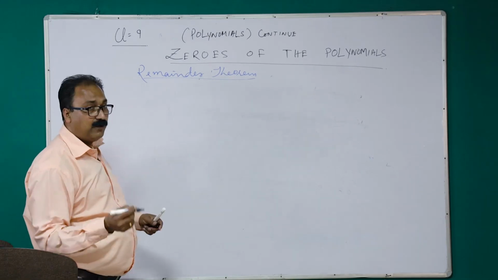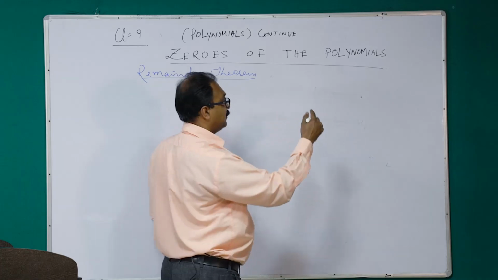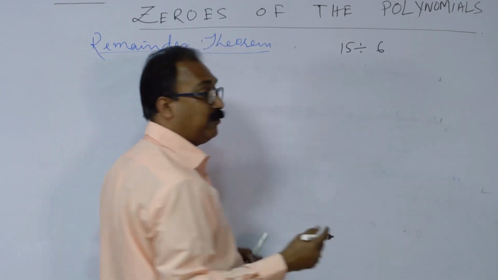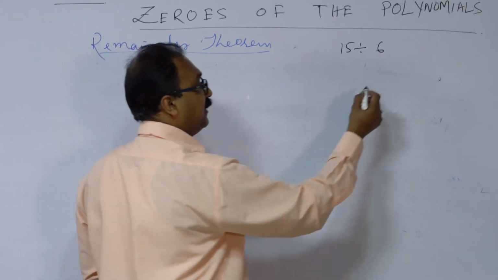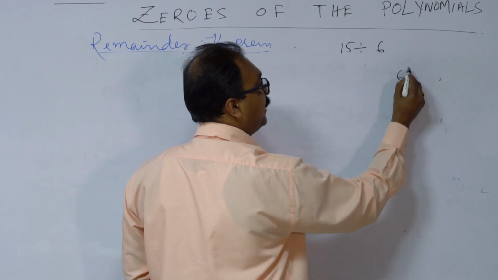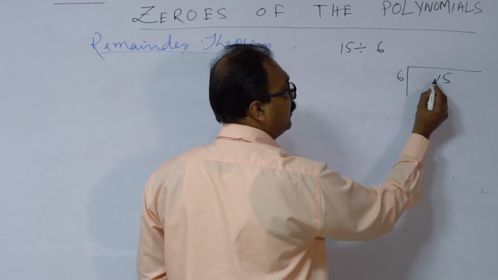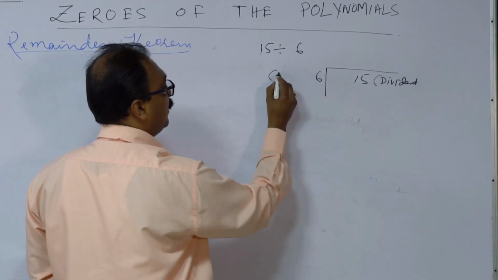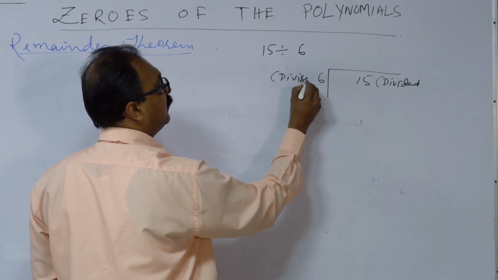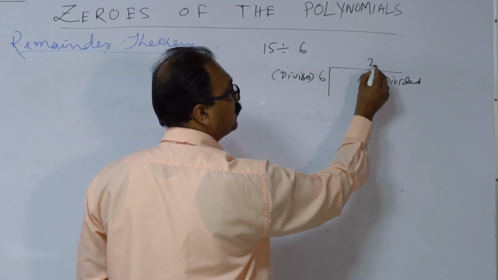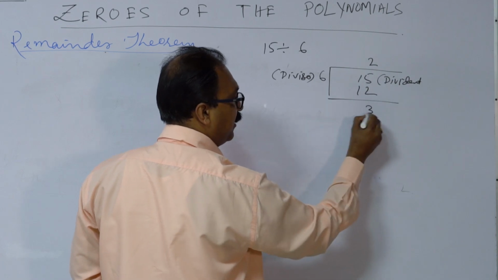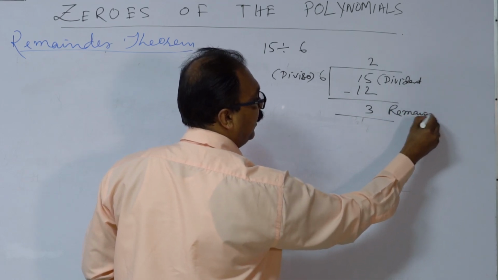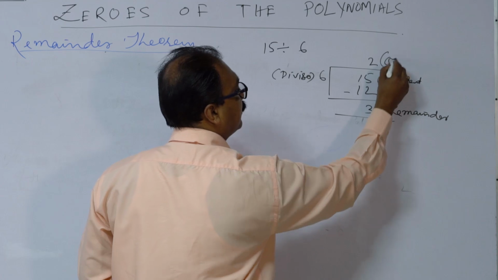What is the remainder theorem? First of all, you learn some, come to the lower classes, okay? Look at here. I am telling you 15 divided by 6. What can we get? Very simple things. What is this? 6 is the divisor, 15 is the dividend. And if I divide it, 6 twos are 12 and the remainder is 3. This is subtraction, no? This is the remainder. Okay? And this is the quotient.